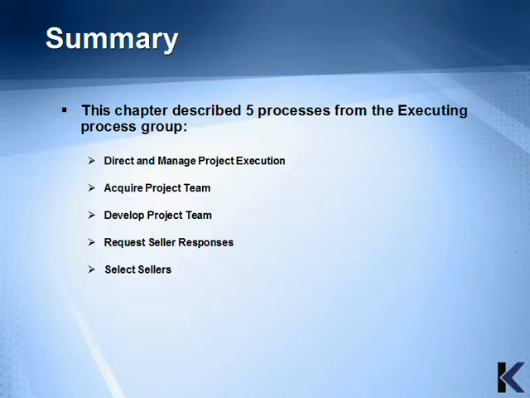In this section, we'll summarize the topics that were covered in Chapter 9. This chapter described five processes from the Executing Process Group: Direct and Manage Project Execution, Acquire Project Team, Develop Project Team, Request Seller Responses, and Select Sellers.